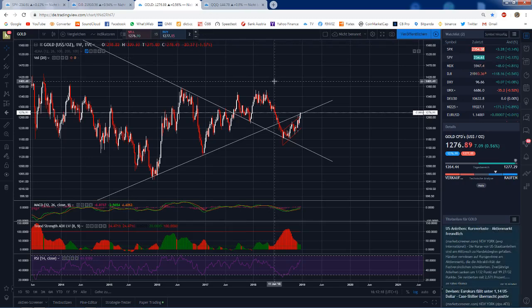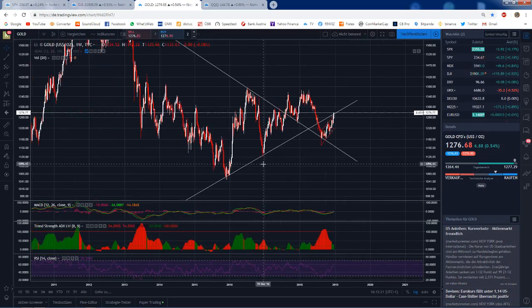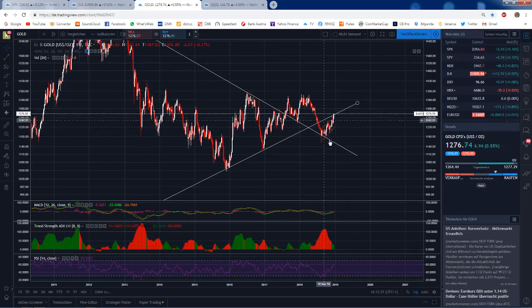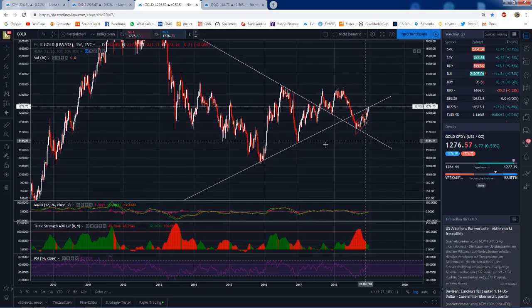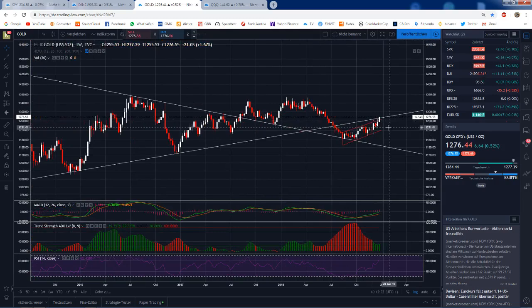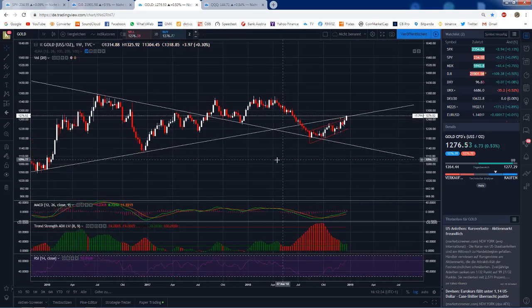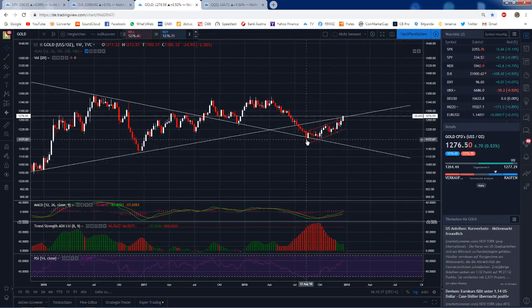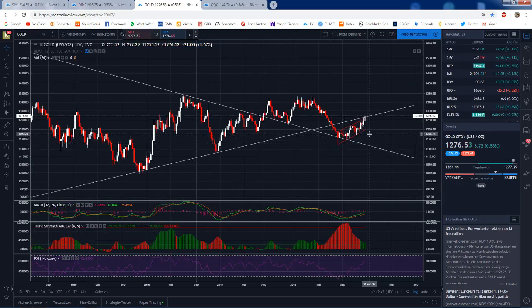Well, if we're comparing this to gold, we actually saw a nice day in gold today, and we've seen a nice relief rally after this low. I thought this could be playing out as a bear flag, but it has been a very nice bull move since August this year.